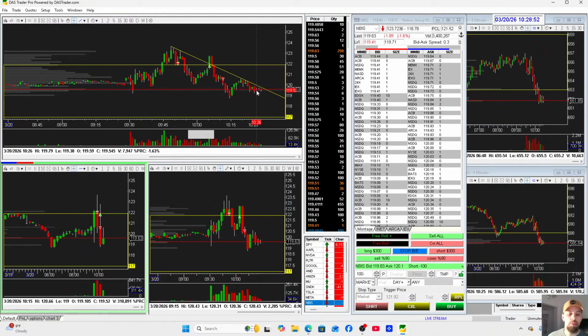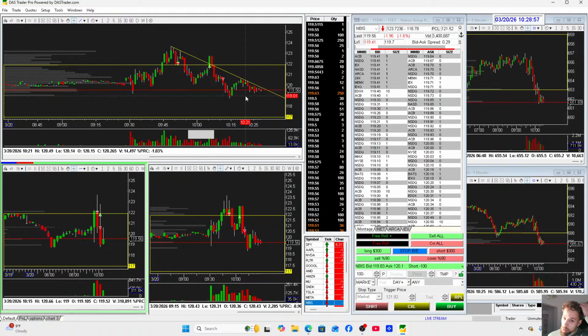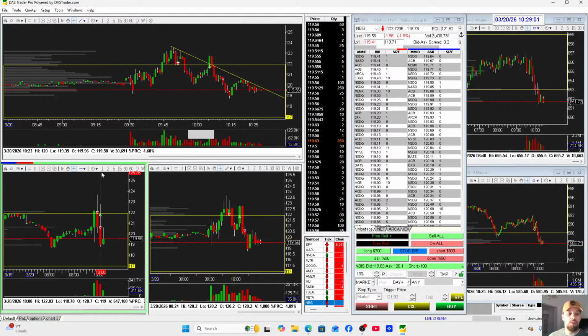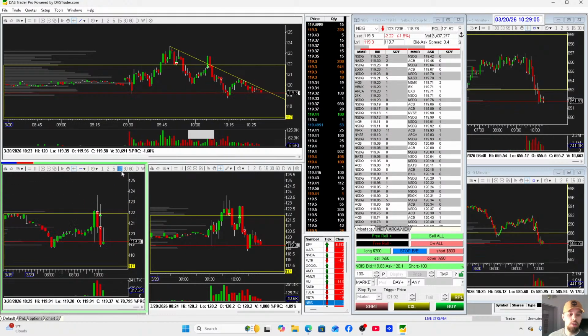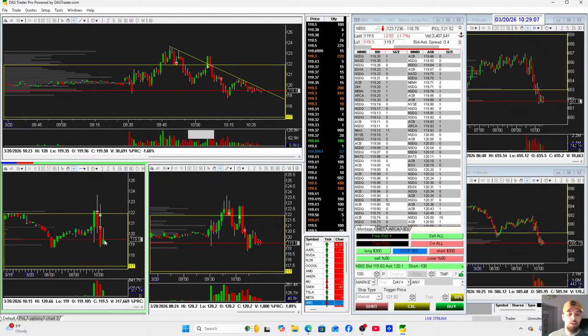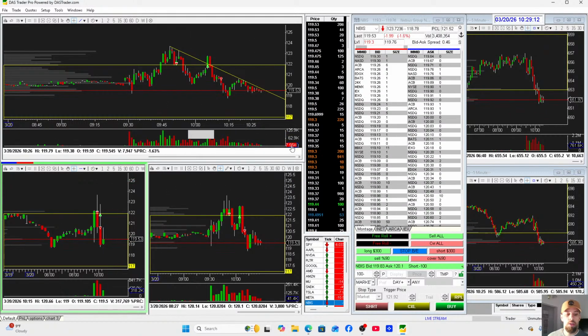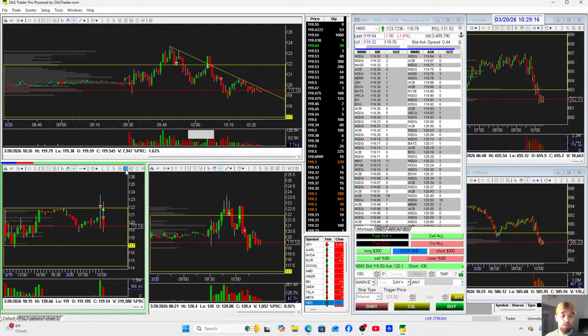I think it is respecting this trend line, so long as the market doesn't squeeze back up. There's our wedge on a 3-minute here. If we go to the 5, it's making that little wedge I was talking about. This 15-minute is looking very nice for a continuation to the downside. Gets bought up, sold off, so there's selling pressure.